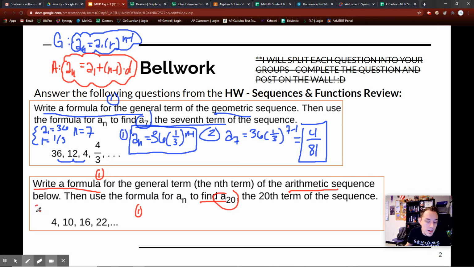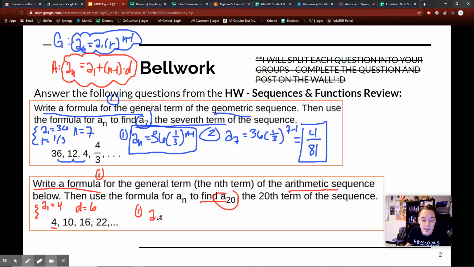So what are my variables here? A sub 1 is hidden in plain sight. It is 4. Right here, 4. What is my common difference? How are they differing from term to term to term? Well, I see 4, then 10, then 16, then 22, so it should be 6.